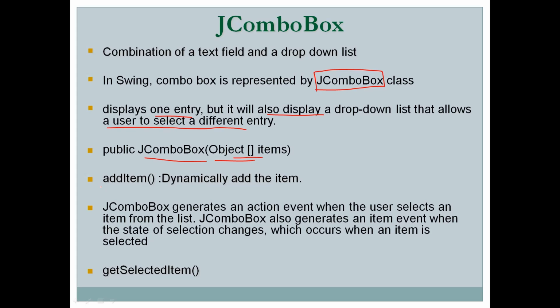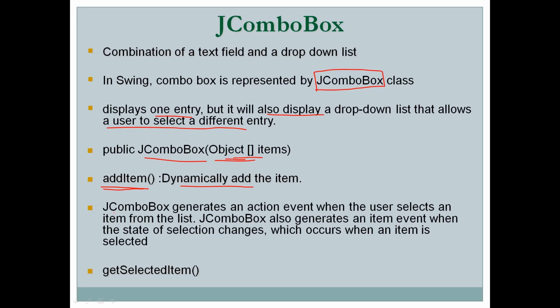The method addItem can be used to add items dynamically. We can add items into JComboBox at the time of design by using a constructor, that is JComboBox, which takes a list of items. But we can even add items dynamically at runtime by using a method called the addItem method. By using this, we can add items at runtime into the combo box.